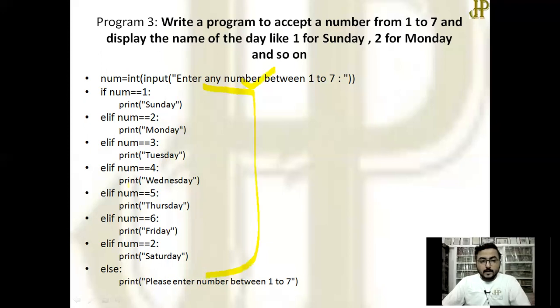here. If num is equal to 1, print Sunday. Again, if 1 is not matched, the next condition is to be checked. Whether num is equal to 2, then you have to print Monday, and so on up to Saturday. And sometimes the user enters a number other than 1 to 7, then you have to print something. So that message will be printed in the else part. So it is very easy. I'm going to take another one.